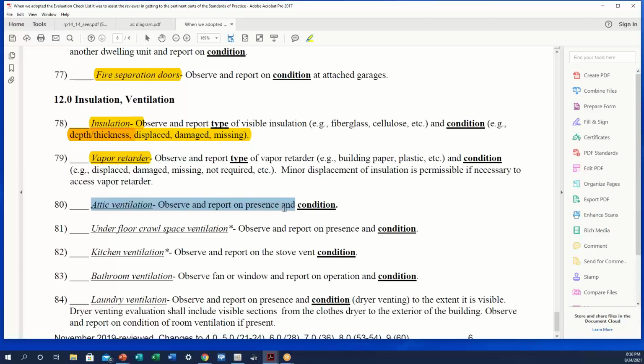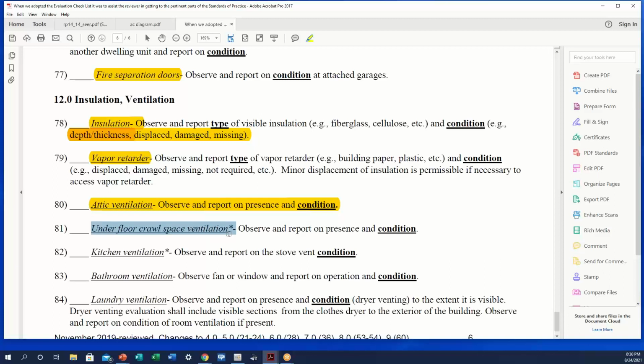Attic ventilation, observe and report on the presence and condition or lack of. Some of you are writing down the attic insulation doesn't meet the 100 square inches of free air for this much, whatever. You're doing engineering. Stop that. Just state that it doesn't exist properly and should be corrected.